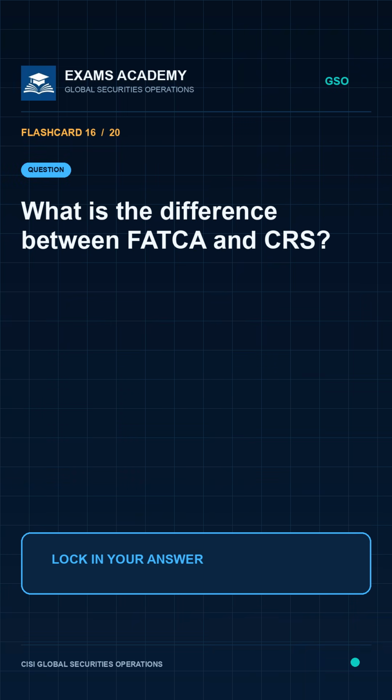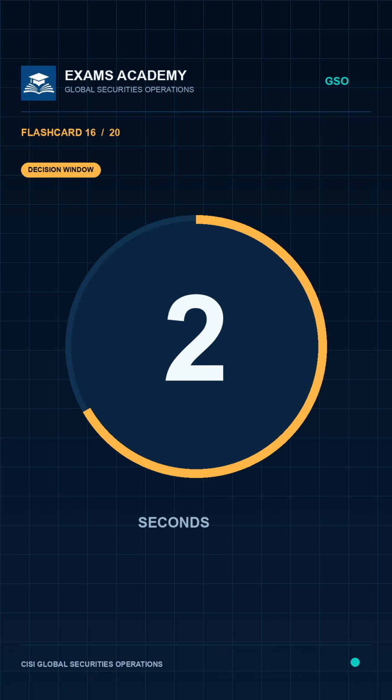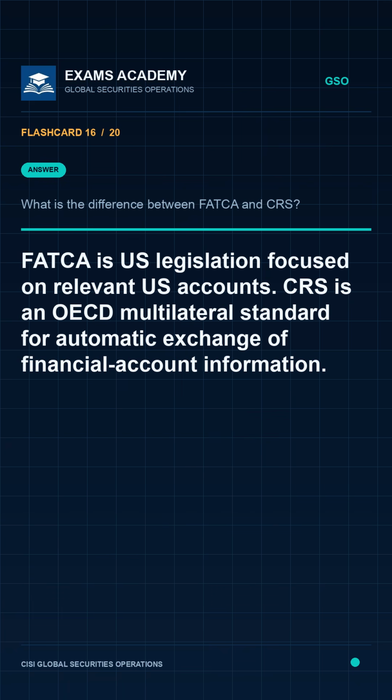Question 16. What is the difference between FATCA and CRS? Answer. FATCA is US legislation focused on relevant US accounts. CRS is an OECD multilateral standard for automatic exchange of financial account information.